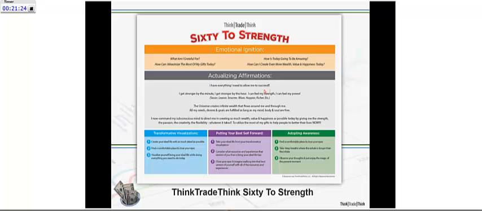All right, so what we're going to look at is the 60 to strength. And it's made up of 5 different sections: emotional ignition, actualizing affirmations, transformative visualizations, putting your best self forward, and adopting awareness. All right, so the first piece is emotional ignition. And what that is, is placing me into specific emotional states that I want to feel to ensure that I begin to bring my best self forward every single morning.